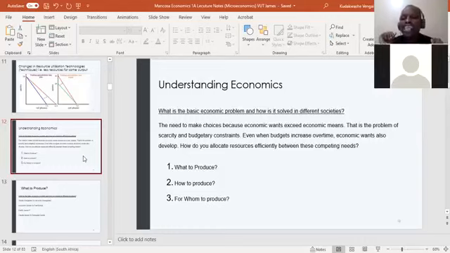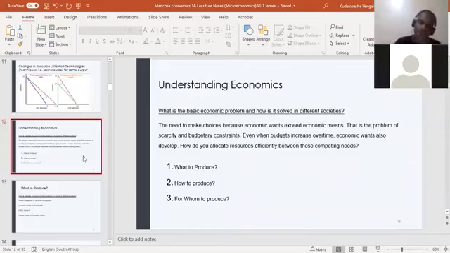Now, there are 3 questions that arise from the basic economic problem, which now will create the various theories and studies and topics and branches of economics that we can talk about. So these 3 questions are: what are we going to produce? How are we going to produce it? And to whom are we going to distribute what we have produced. So what to produce, how to produce, and for whom to produce.